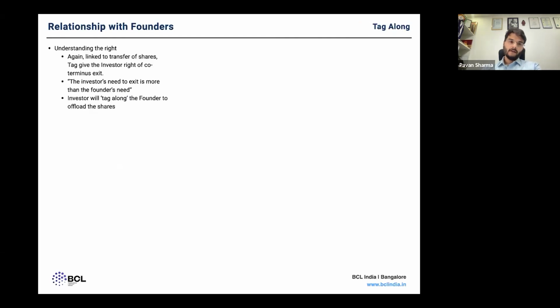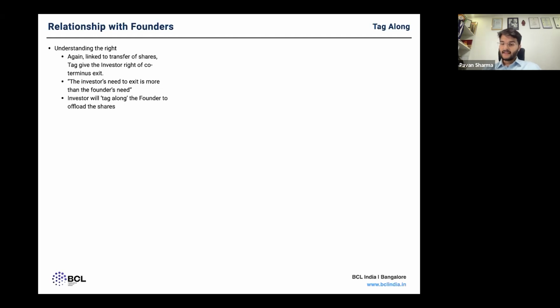Tag along. Now, the concept says that after the lock-in period is complete, the founder is selling shares. Now, look at the transition. We looked at lock-in, we looked at vesting. After the lock-in period and vesting is complete, the founder may want to sell shares. When the founder wants to sell shares, you have a concept like ROFO and ROFR, which says who will determine the price, who will determine the terms of the transfer. ROFO says the investor will determine it. ROFR says the founder will find out what the price is. Now, after this step is complete, the sale actually happens.